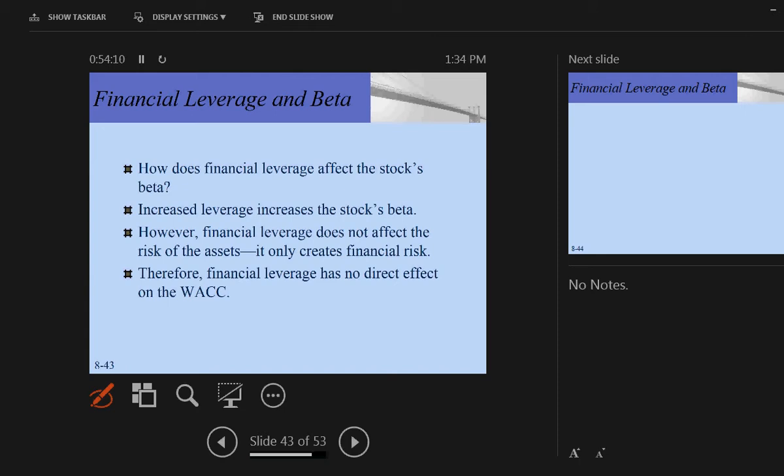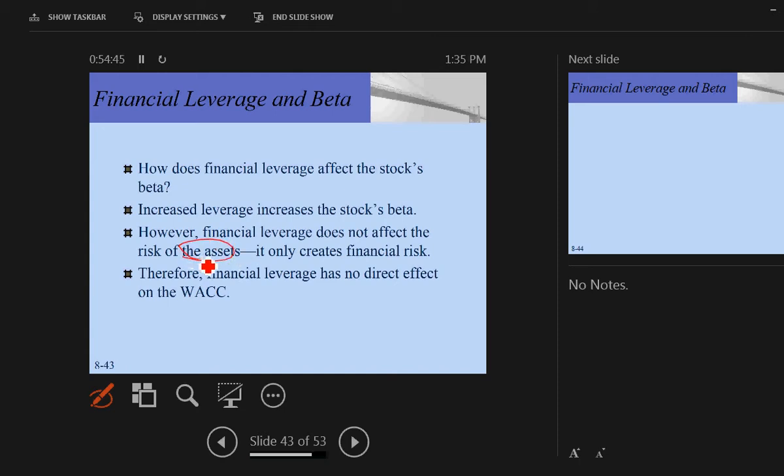Now let's see how financial leverage and beta are related. Is greater financial leverage going to increase market beta or decrease it? What we're going to see is that increased leverage is going to increase the stock's beta. By stock beta, we're referring to what you see on the market when you estimate the association between the stock returns and the market risk premium, all right? However, financial leverage does not affect the risk of the assets.